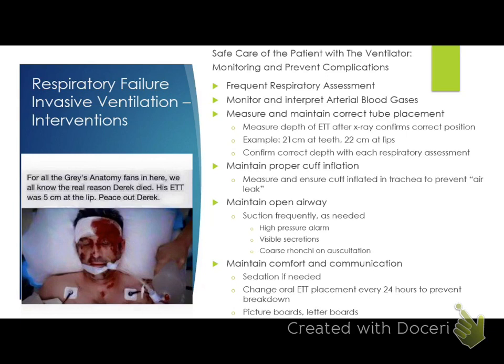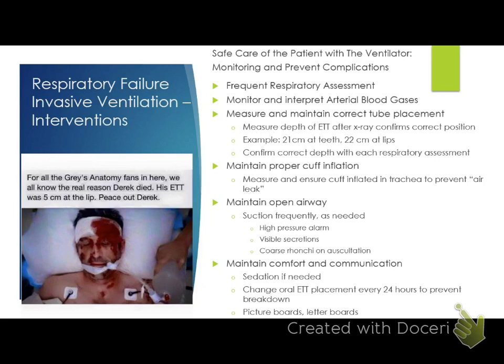Make sure that they are comfortable. They can do sedation. Not every patient on the ventilator needs sedation. In fact, if they are too over-sedated, they'll never get off the ventilator. So you may see some of that going on in the ICU areas where they're monitoring their sedation levels and trying to keep them just comfortable enough that they can tolerate the tube.